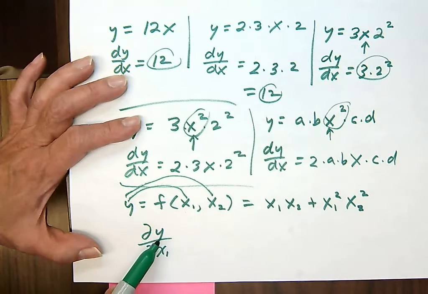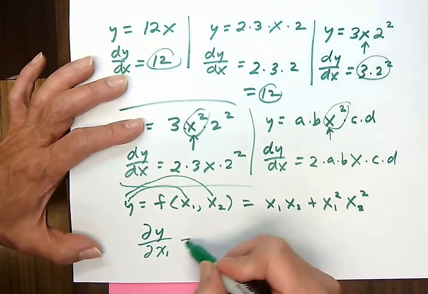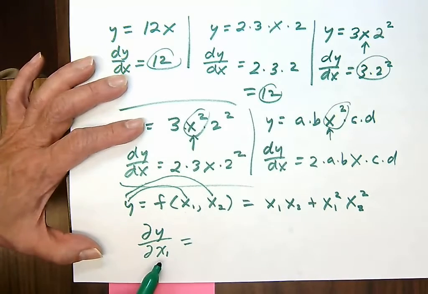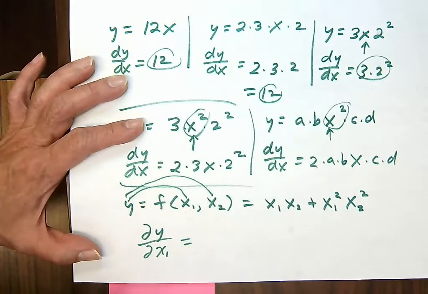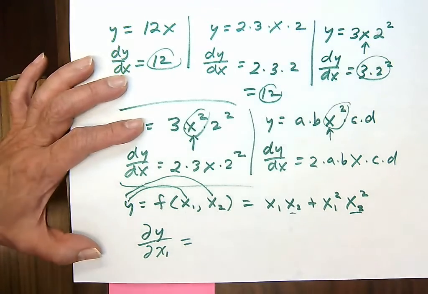We're looking at how y changes when x1 increases by 1 unit, holding the other independent variable x2 constant. So again, that's the key. We're letting x1 change and looking at its impact on y, treating x2 as a constant. So wherever you see that x2, think of it as a number like 2 or 3 or 4 or something like that we're holding constant.